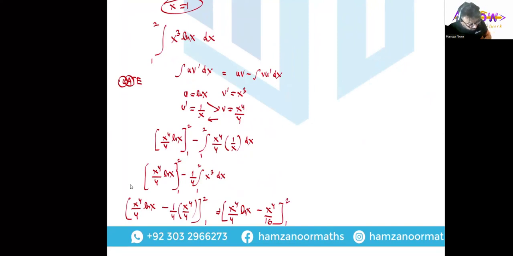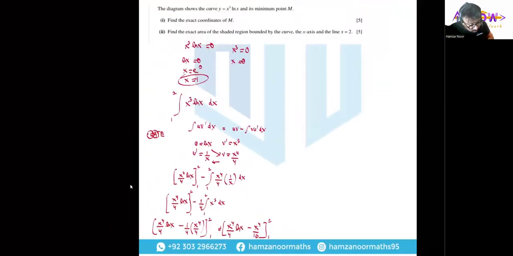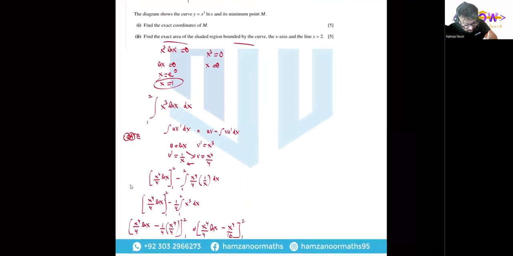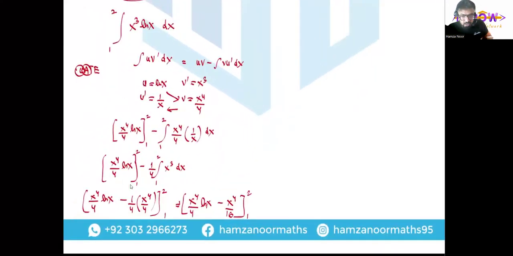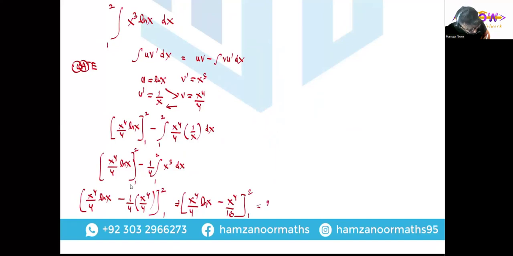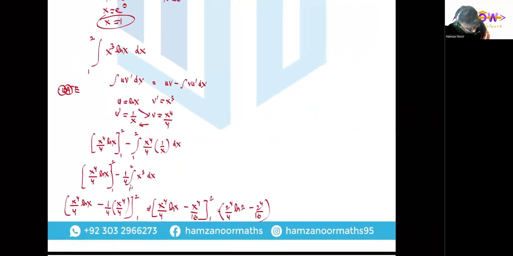Okay, so far we have achieved this thing, and what we need to do is find the exact area of the shaded region. So we need to give our answer in an exact form over here. So 2 raised to the power of 4 over 4 multiplied by ln2 minus 2 raised to the power of 4 over 16. This is the upper limit, and then a subtraction sign, and then we are going to put the lower limit 1 over here, so 1 raised to the power of 4 over 4 multiplied by ln1 minus 1 raised to the power of 4 over 16.